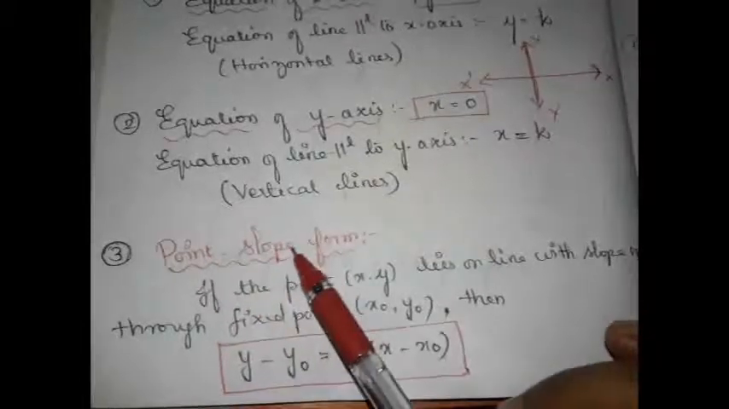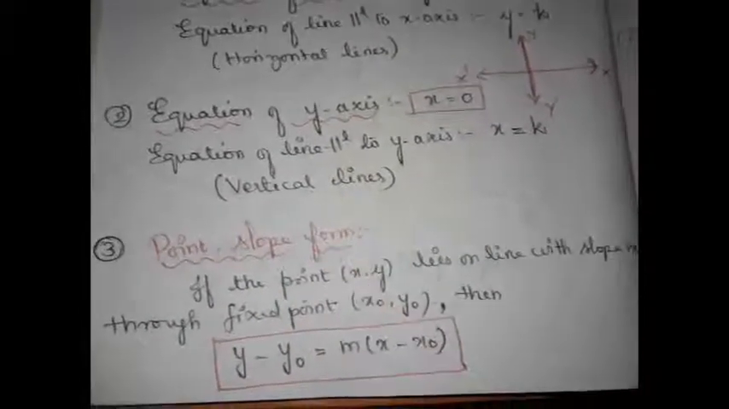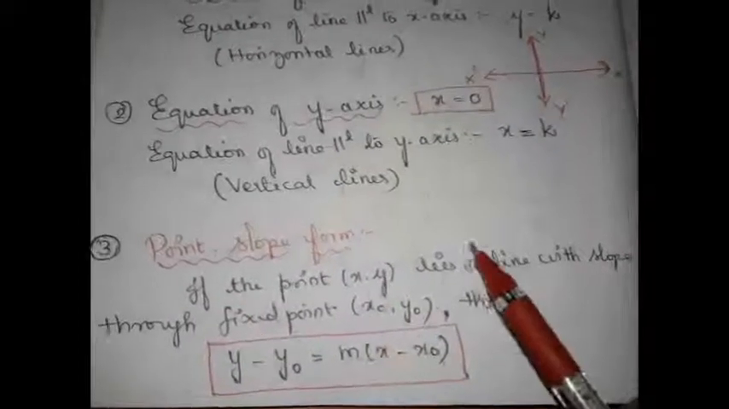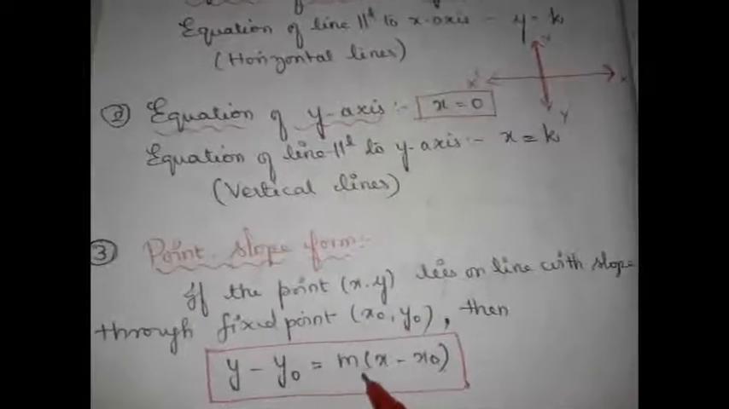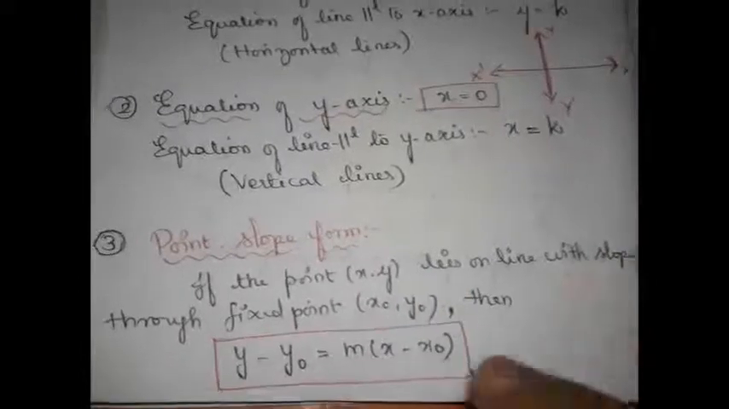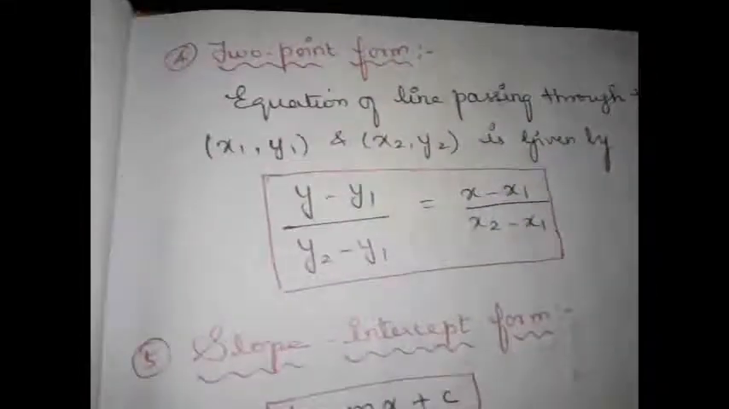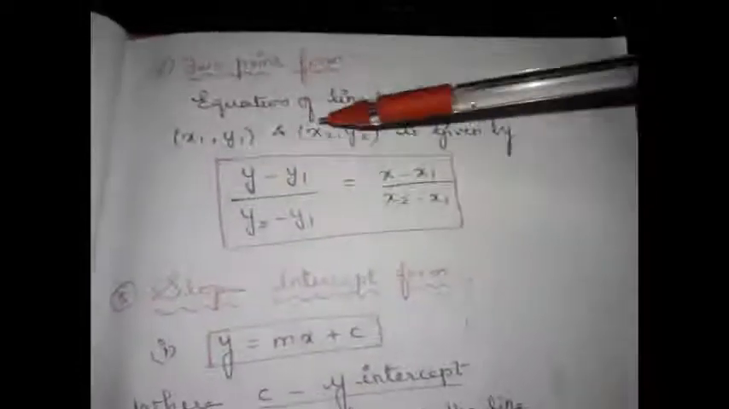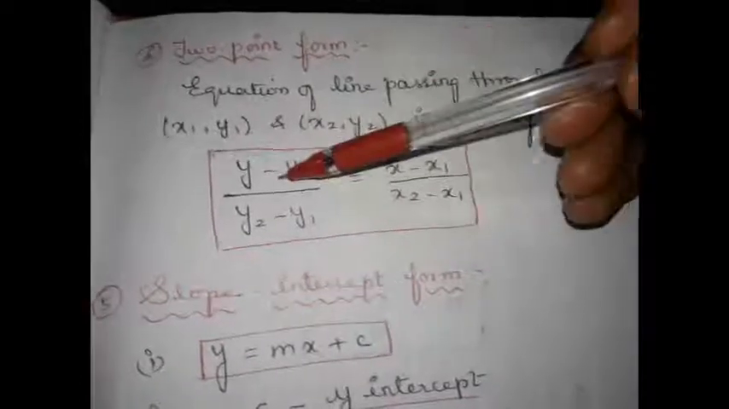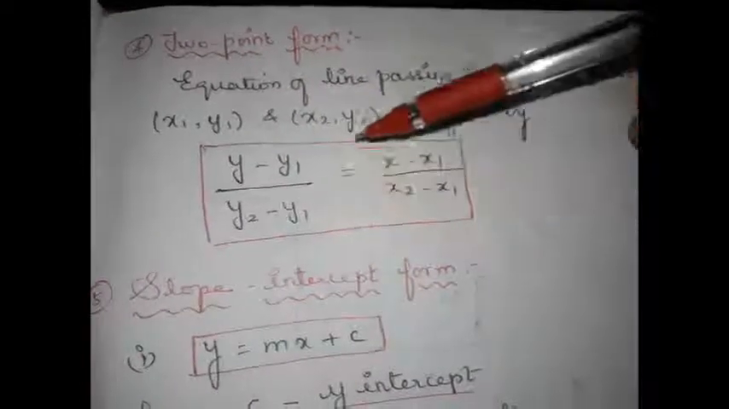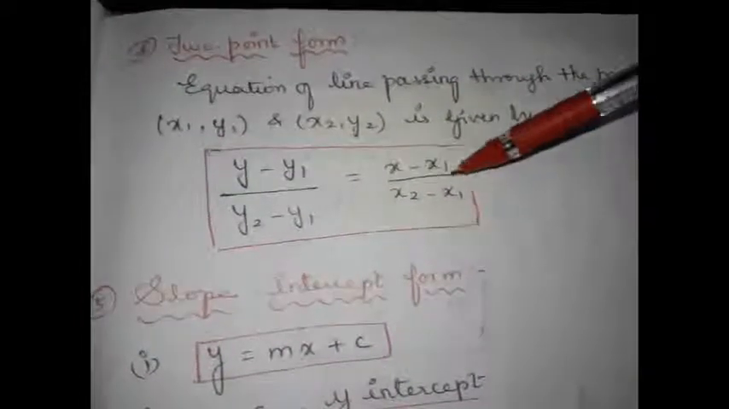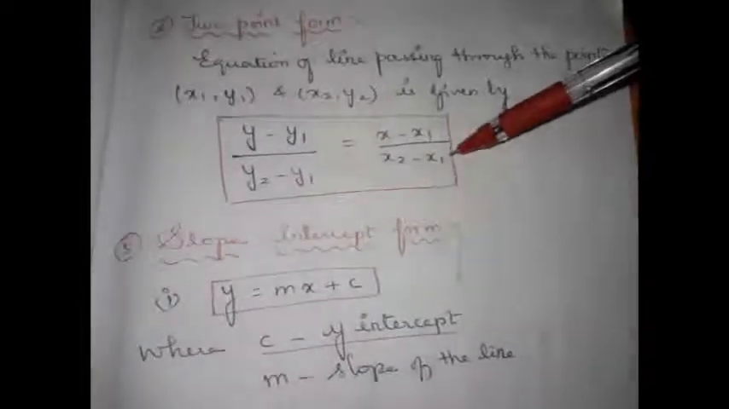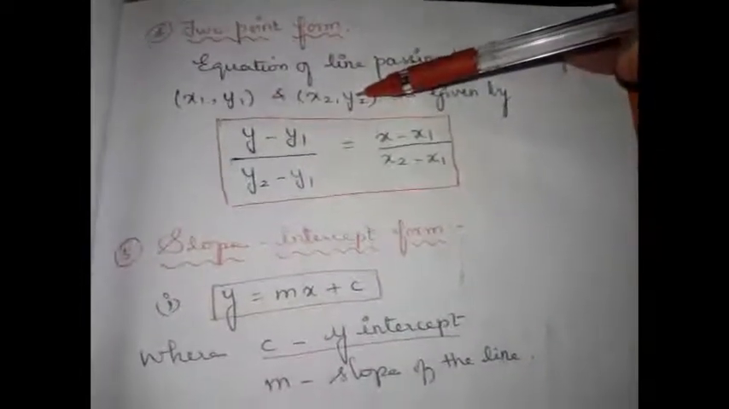Then point slope form. If we know a point on the line and the slope of the line, then we can obtain the equation of the line using point slope form, and it is y minus y naught is equal to m into x minus x naught, where m is the slope and (x naught, y naught) is a point on the line. Next we learnt two-point form. If you know the two points which lie on the line, then we can find the equation of the line by using two-point form, which is (y minus y1) divided by (y2 minus y1) equal to (x minus x1) divided by (x2 minus x1), where (x1, y1) and (x2, y2) are the two points on the line.